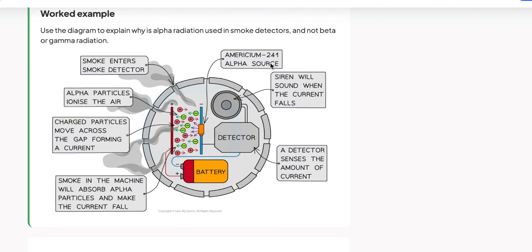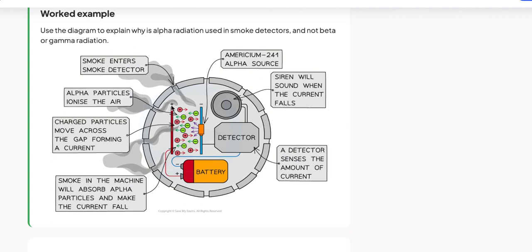So Americium-241 is the alpha source. Okay, here's an alpha source. Here's a detector. This is a siren that will sound when the current falls. When current falls, this one will make sound. The detector senses the amount of current that is present here. Here is a battery to power the system. Okay, so this is how this is used.